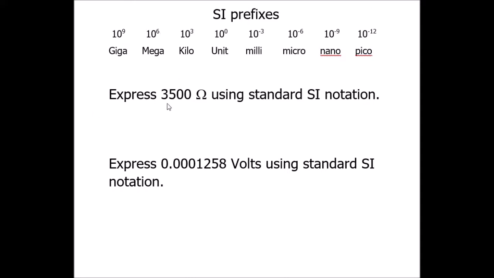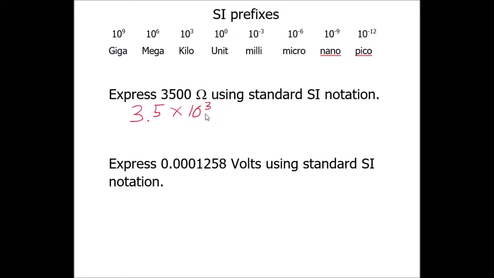So let's express this number. This is 3,500, and this funny symbol is ohms. It's a unit of resistance. Don't worry about that now. Let's express this using SI notation. Well, it's really a two-step process. First, I'm going to express this using engineering notation. So that would be 3.5 times 10 to the third, right? If I multiply by 10 to the third, I'm moving this point 3 places over. I'll get back what I started with.